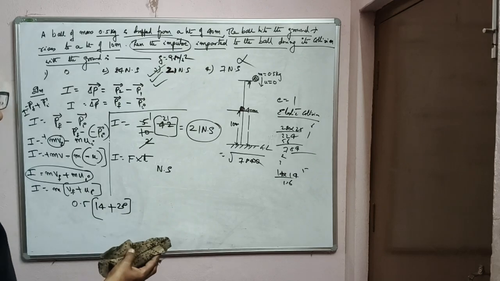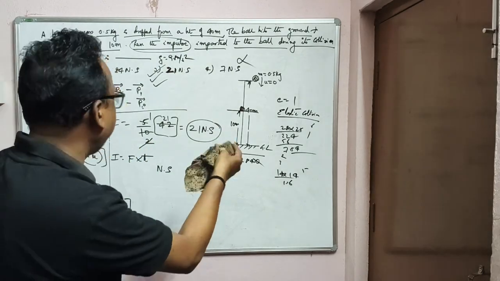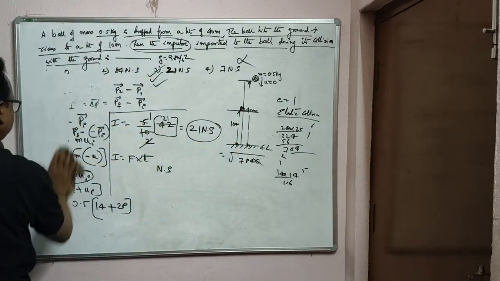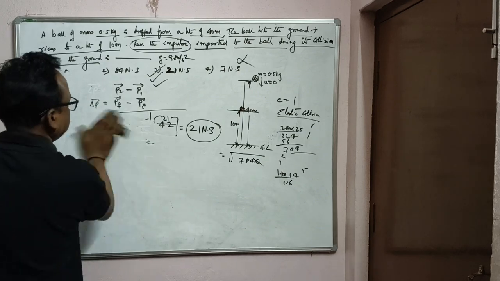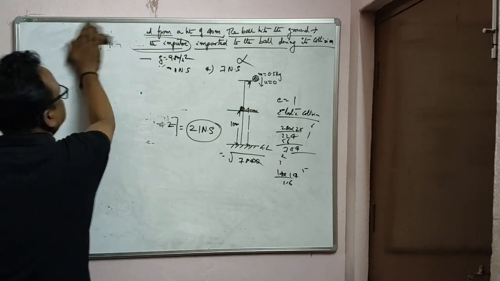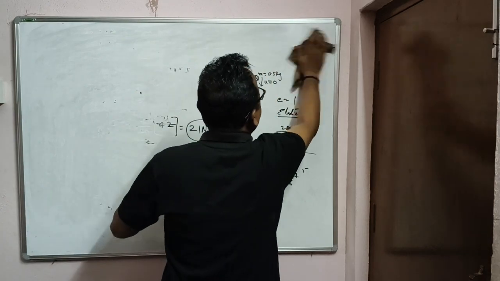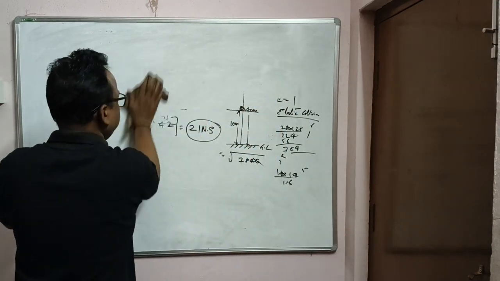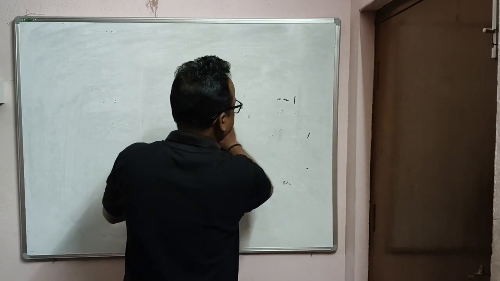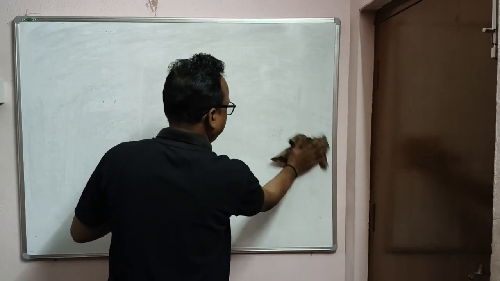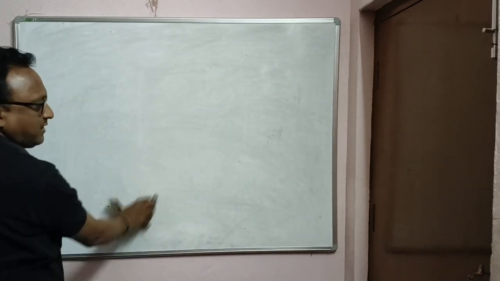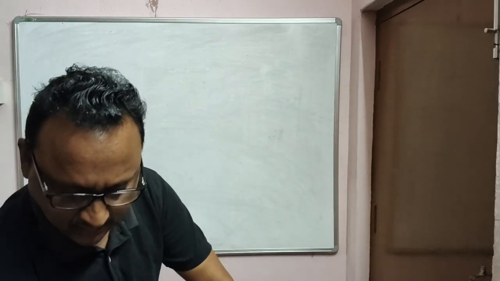Right, I am rubbing. 1, 2, 3. Next question. The next question we have is from current electricity. Very interesting one. Probably many people get confused by this question. It is a very dead easy problem. See here.